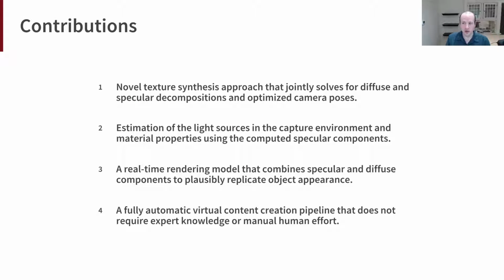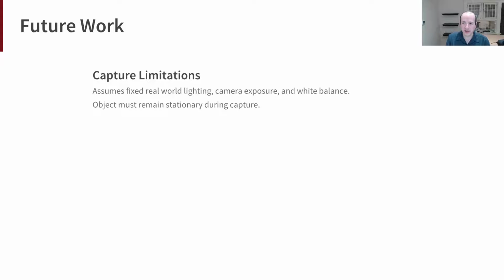To summarize our contributions, we presented a novel texture synthesis approach that jointly solves for diffuse and specular decompositions and optimized camera poses. We then showed how to estimate the scene illumination and material properties using the extracted specular maps. We presented a real-time rendering model that can plausibly replicate object appearances at frame rate suitable for virtual reality. That means 90 Hz or greater. And finally, all of this was encapsulated within a fully automatic capture-to-rendering pipeline that can serve as a reference for implementers of these systems. Our approach makes several assumptions about the capture conditions that could be addressed in future work.